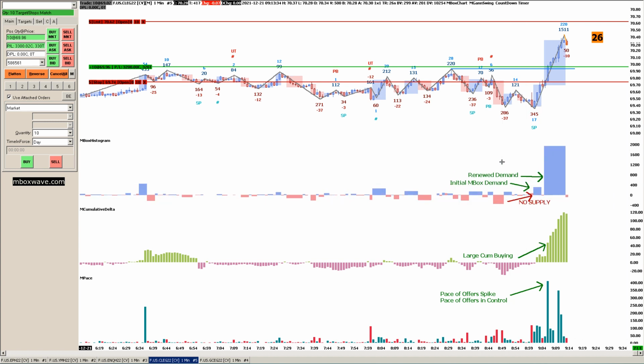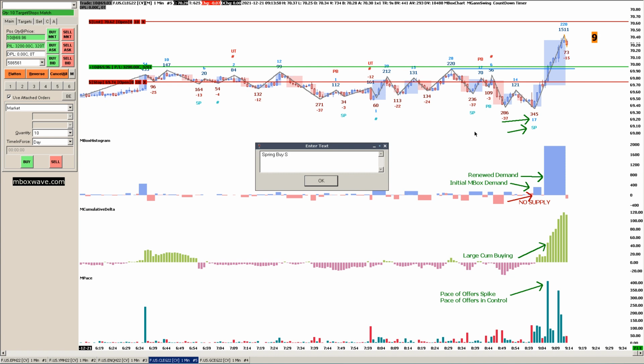There's no room to write it, but I mentioned it. At this point of no supply, we had a spring and a plus 17 buy imbalance. So we had a spring buy signal and a plus 17 buy imbalance.